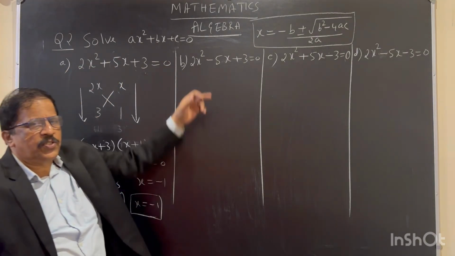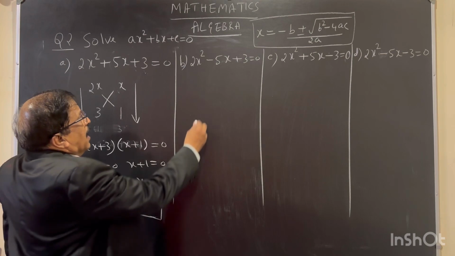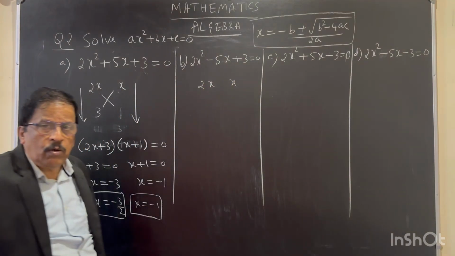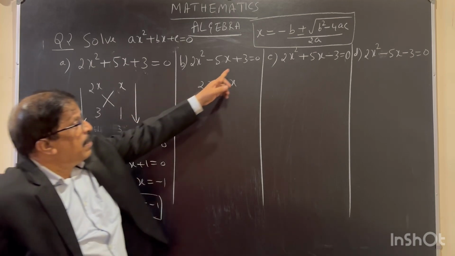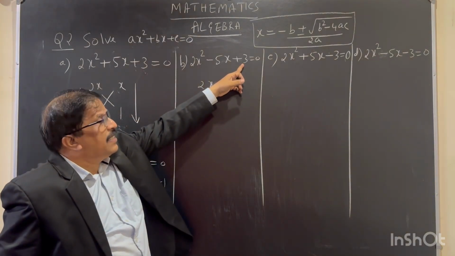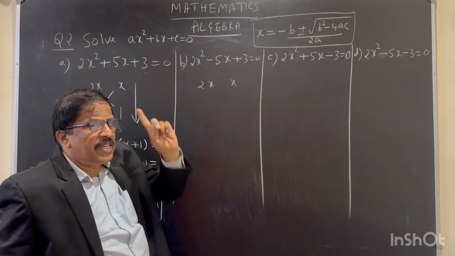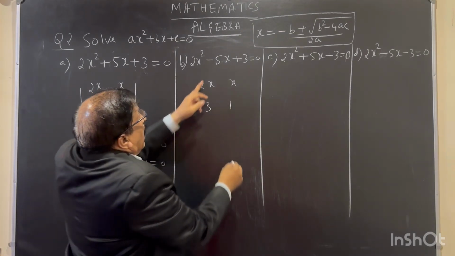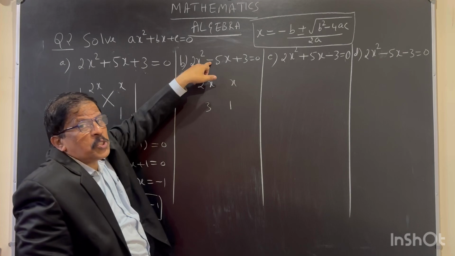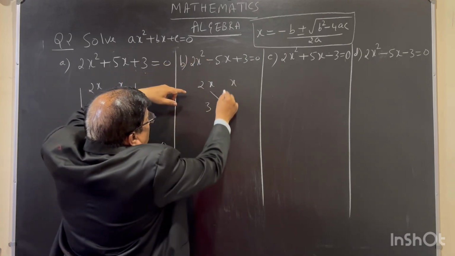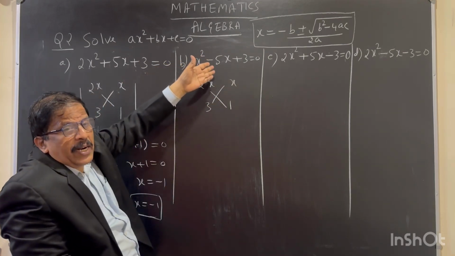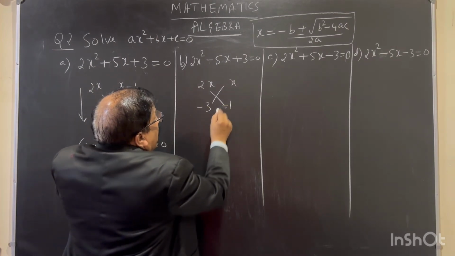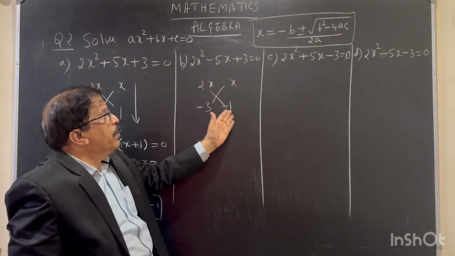Now come to this. Here also I can write 2x square as 2x into x. That is the only one table we have. But this time here, this is 3 which can be written as 3 into 1. But I want to get minus 5 on cross multiplication. If I cross multiply, I get plus 5x, but I want to get minus 5x. That's why I write this as minus 3 and minus 1. So, minus 3 into minus 1 is plus 3.